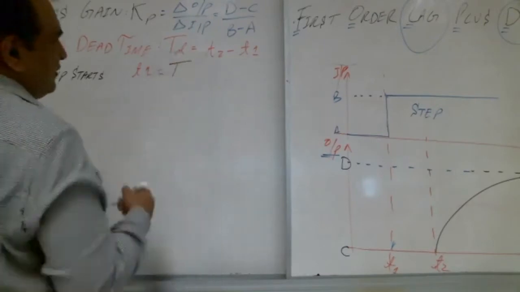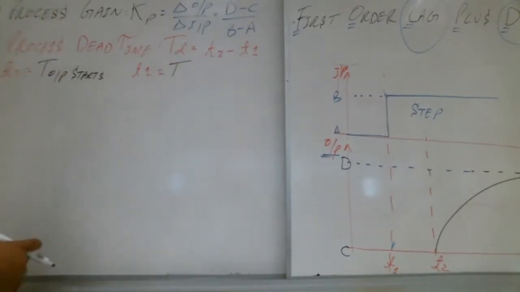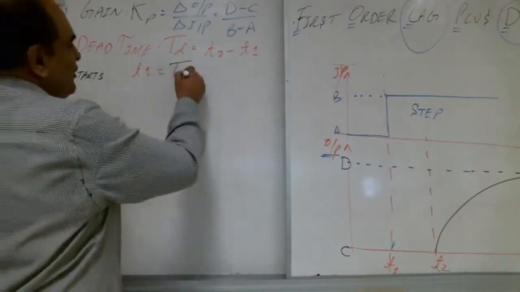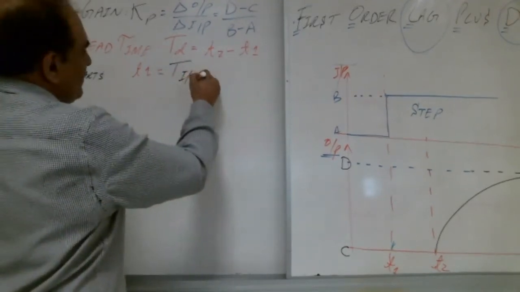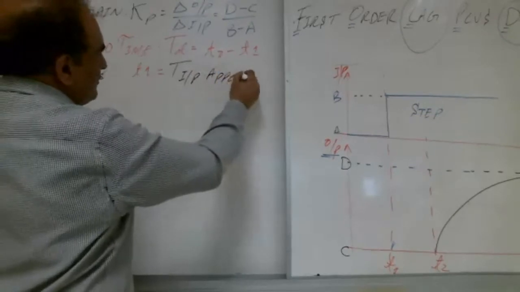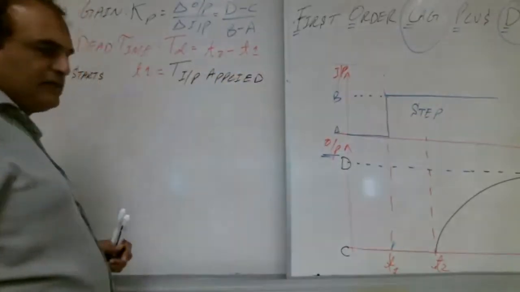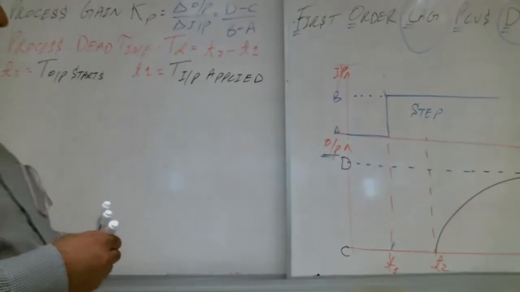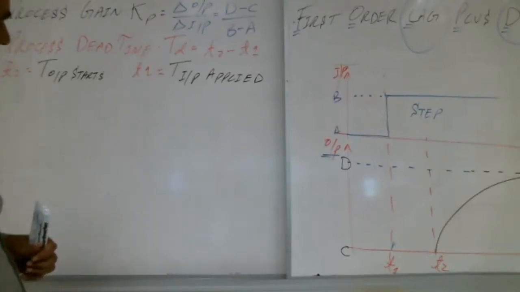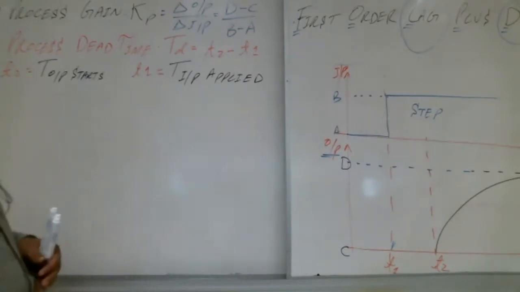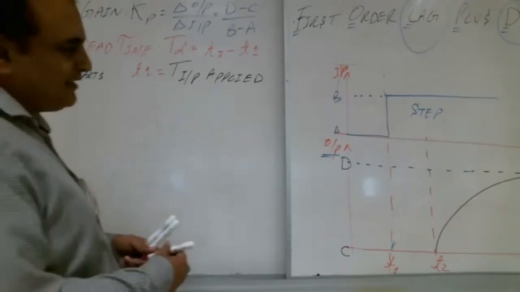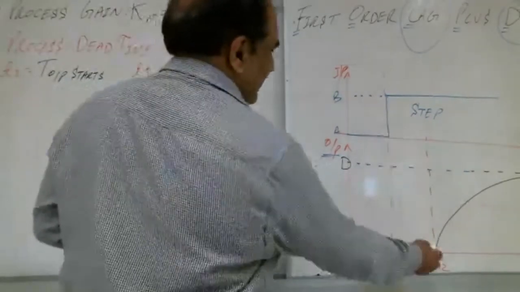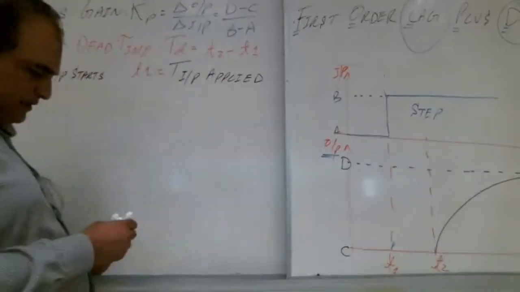T1 is the time the input is applied, the time for the change of output and input applied. Shabab, are you with me? Like the time of the change, no problem. But see, this is T1, we apply the input, and this is T2, output appears.